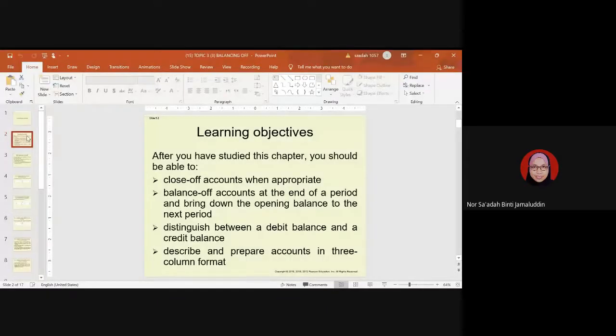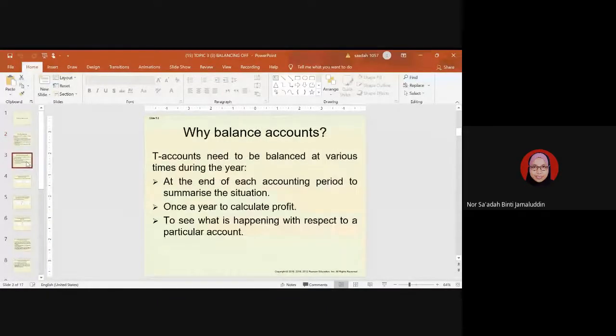We proceed to the next part, which is how to do the balancing of our ledgers. This is a learning objective; you can take a look. Why balance accounts? When we talk about the ledger, it refers to our T accounts. T accounts need to be balanced at various times during the year, at the end of each accounting period to summarize the situation, and once a year to calculate profit.